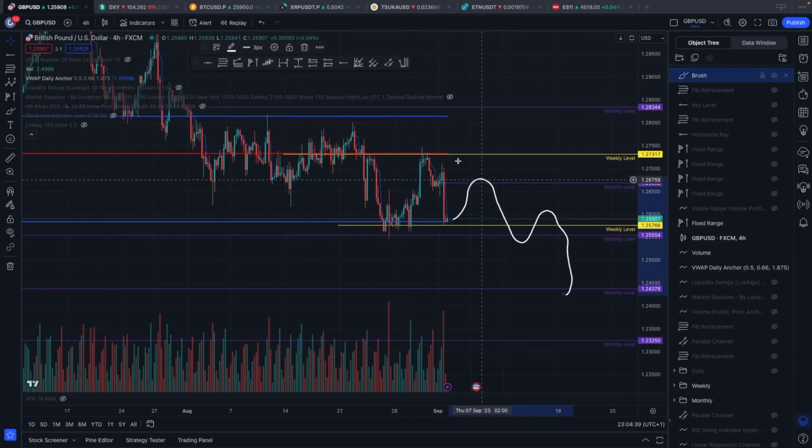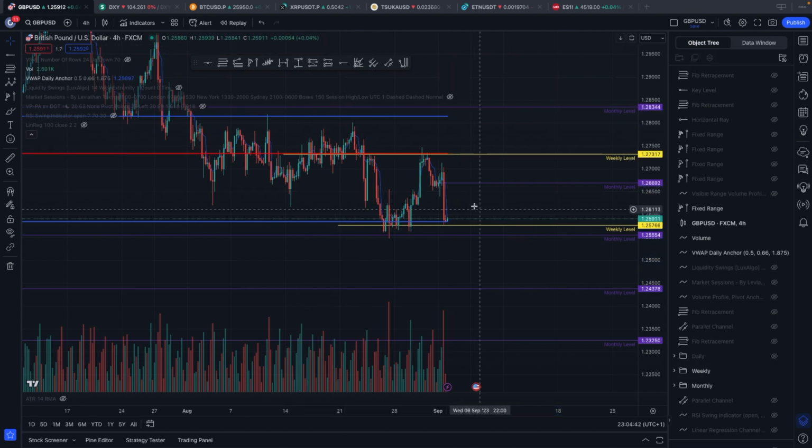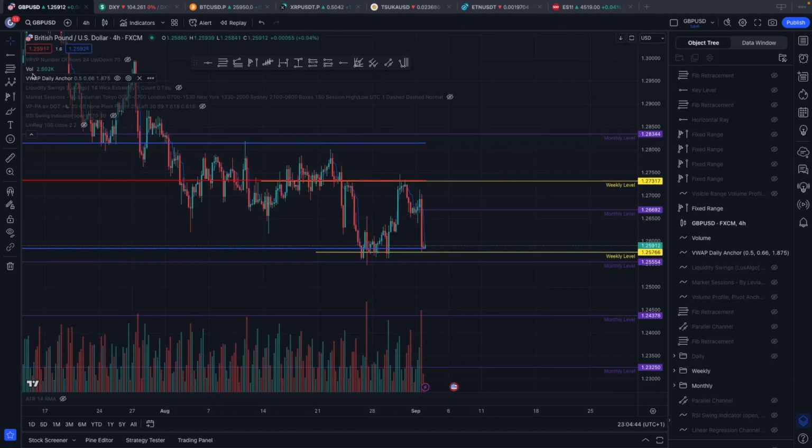So in terms of immediate, where am I looking to trade? Well, let's go to one other thing before we do that. Turn on the magnets.